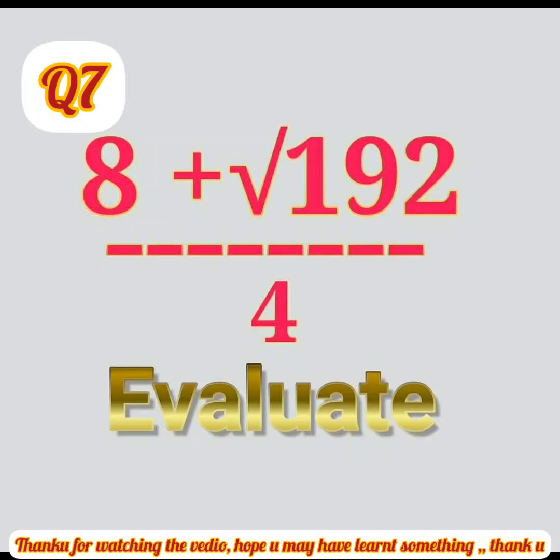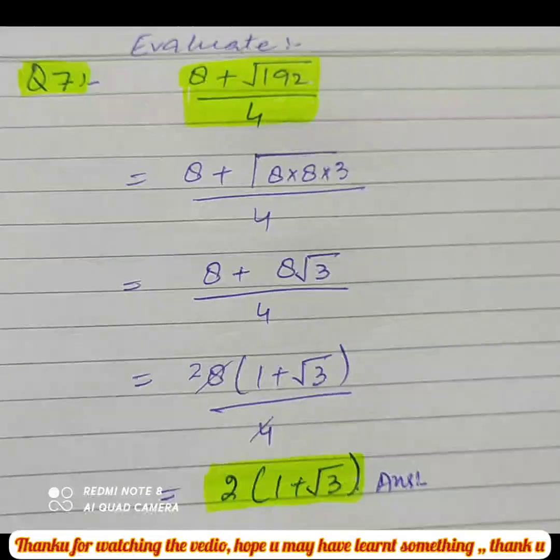Now the last question is 8 plus square root of 192 over 4. We have to evaluate it. We have written square root of 192 as the product of 8 square and 3, and we got it as 8 plus 8 under root of 3 over 4. We have a common factor 4 from numerator and denominator, so we got the result 2 multiplied by 1 plus under root 3, which is the required simplification.